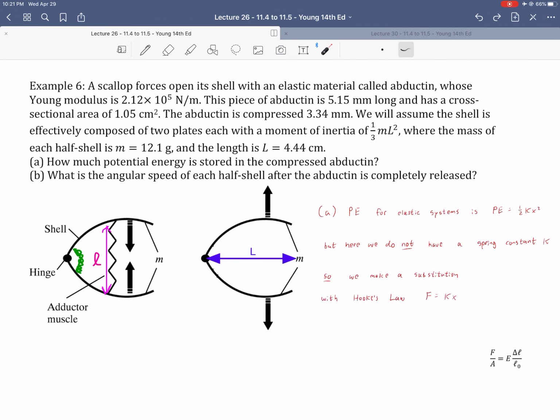Well, let's see. Okay, so we make a substitution with Hooke's law. Okay, so we know that the K in our elastic potential energy that's specific to springs is based on Hooke's law, F equals Kx.